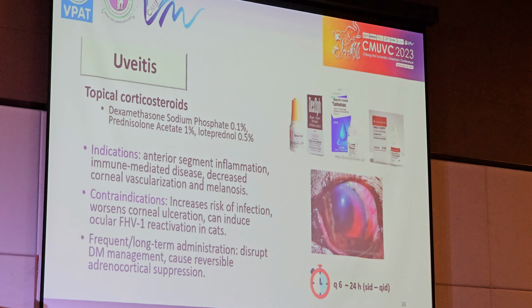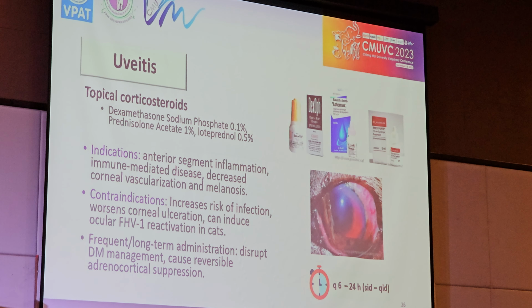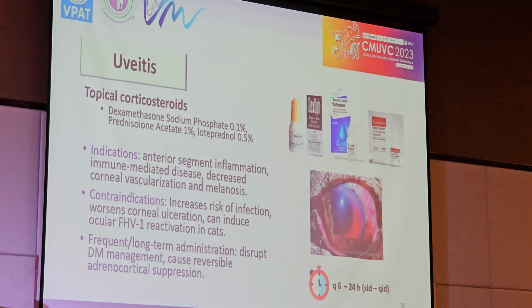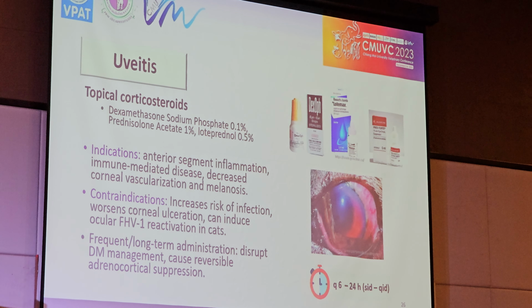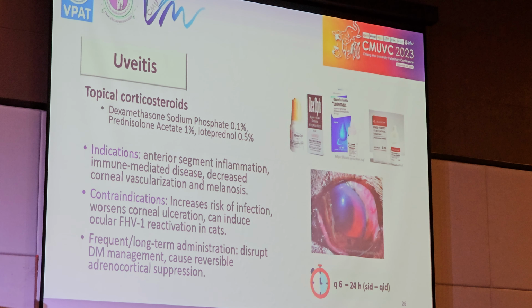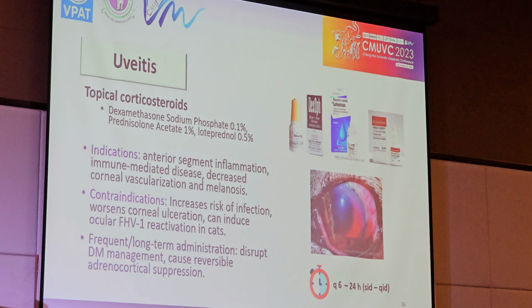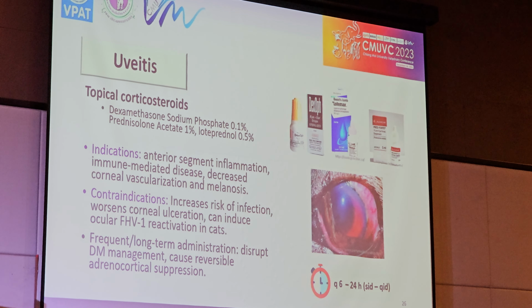The indications of use are anterior segment inflammation, immune-mediated disease, and to decrease corneal vascularization and melanosis. The contraindications are increased risk of infection and worsened corneal ulceration. It can induce ocular feline herpesvirus reactivation in cats also. With frequent or long-term administration, it can disrupt diabetes management and cause reversible adrenocortical suppression. So topical steroids should be given in every case of uveitis with an intact corneal surface. The frequency of administration initially should be about 4 times daily, and then gradually taper over the following weeks in line with improved clinical signs.